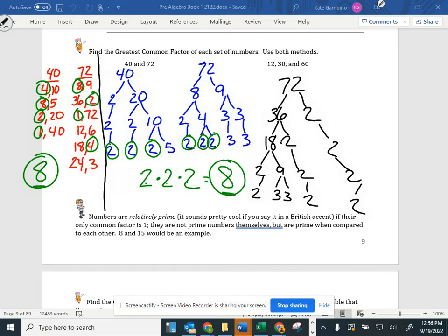Any set of factor buddies for a number will get you the same primes. So it doesn't matter which factor buddy you start with, you will always end up with the same set of primes for that factor. Evelyn.